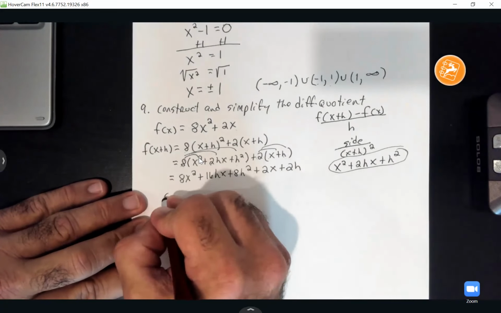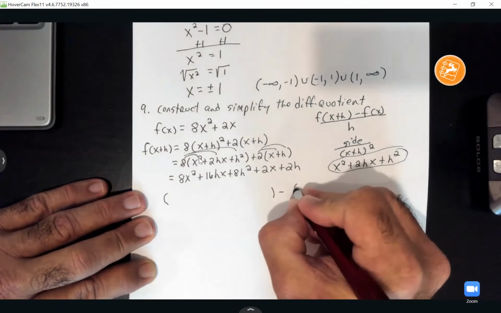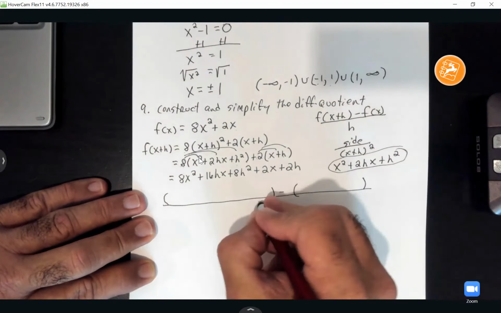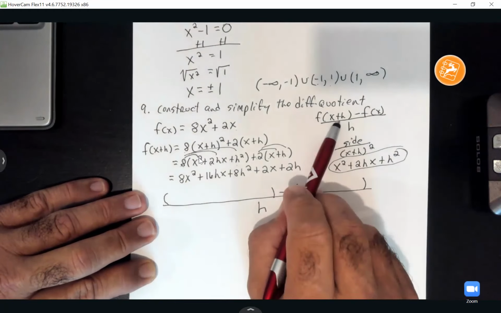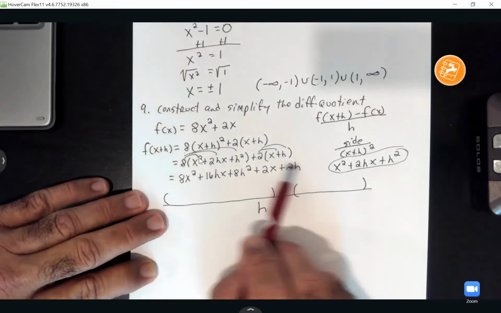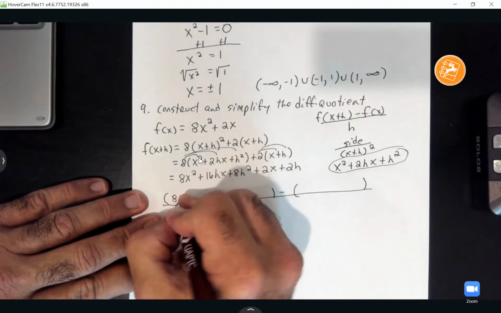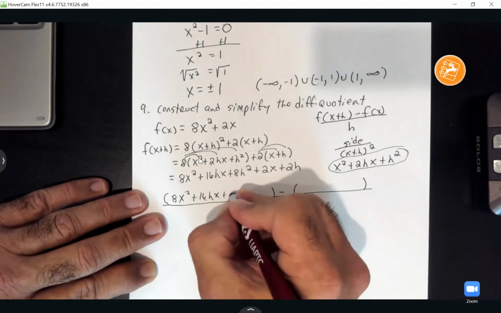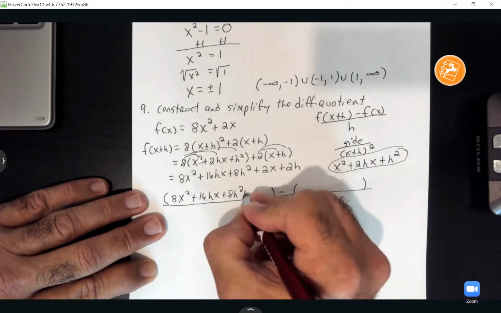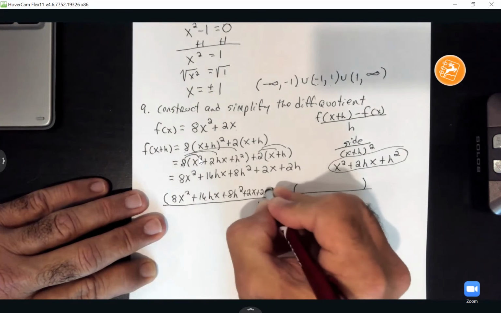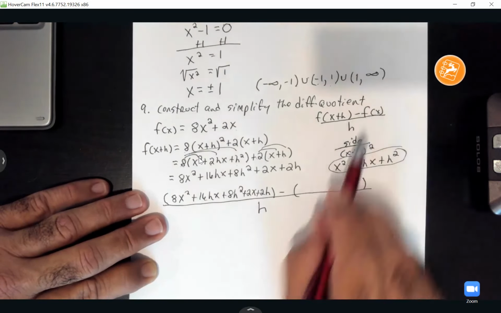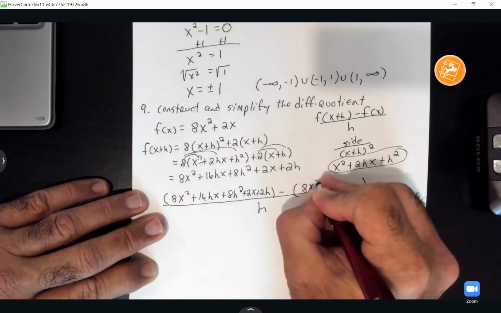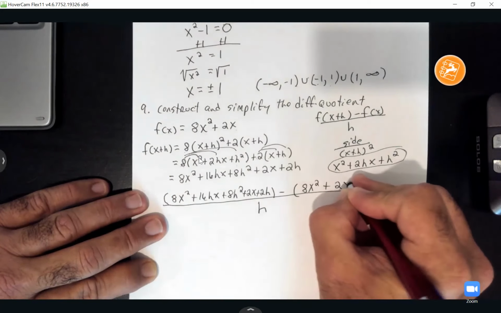So I'm putting everything in my formula now. And remember, all this will be over that h. So put in the f of x plus h first, and that's what we just found: 8x squared plus 16hx plus 8h squared plus 2x plus 2h. Then f of x, that part they gave us, 8x squared plus 2x.